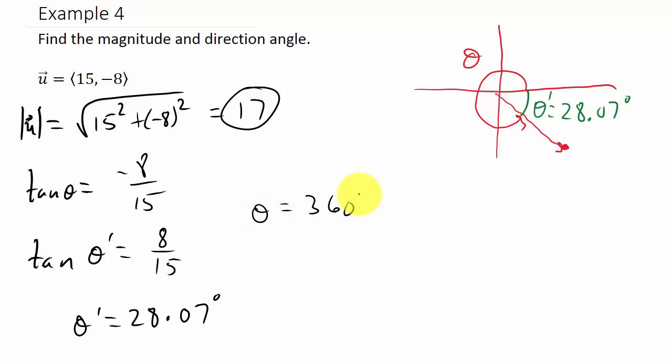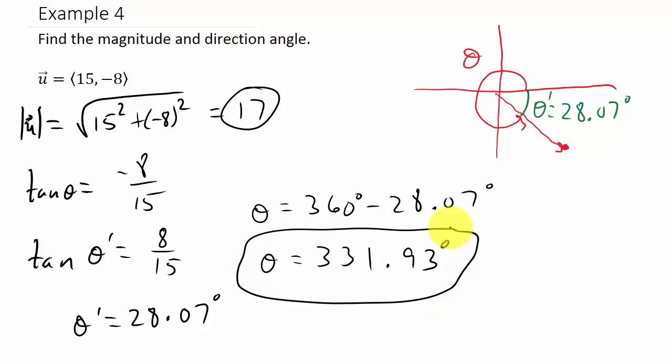Now we can find theta. That's 360 minus the reference angle, minus 28.07 degrees. So 360 minus 28.07 is going to leave us with theta equal to 331.93 degrees. And there's our direction angle. Okay, so that's the last example of this.